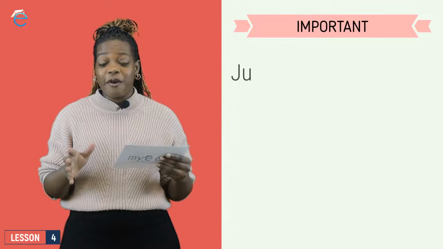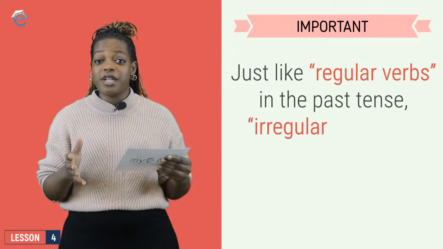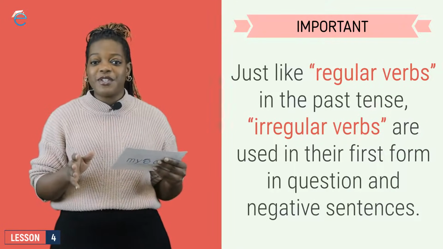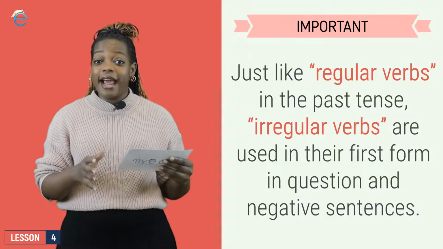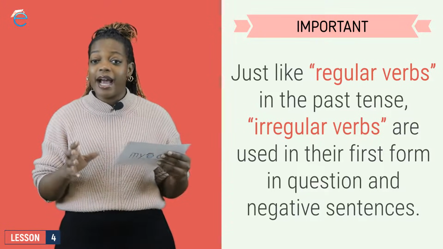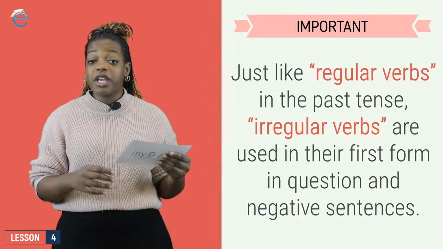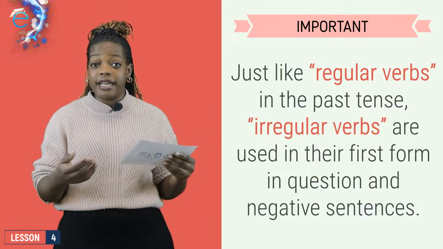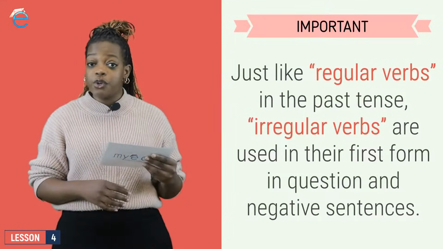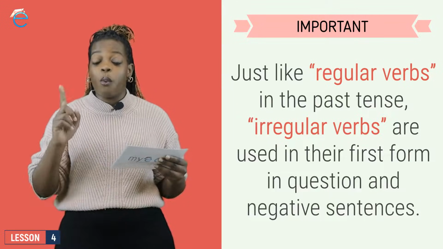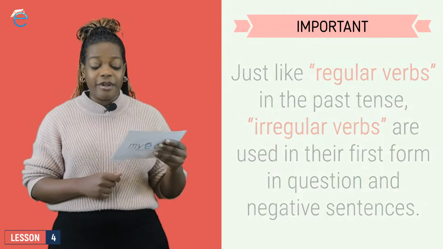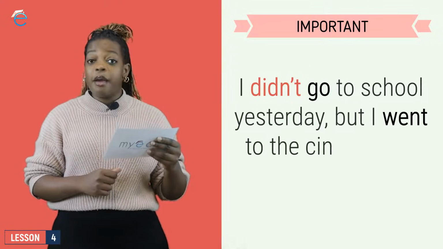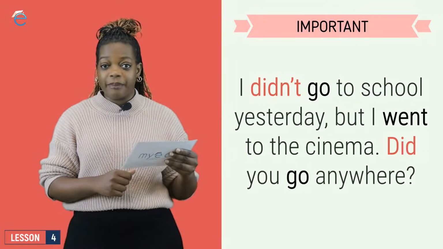Just like I mentioned before, you will have a whole lesson where you can see regular and irregular verbs in detail. But today we've started with regular verbs. Now, looking at irregular verbs, I can give you this information. Just like with regular verbs, when we are asking a question using did, irregular verbs also use their verb 1 form. For example, I didn't go to school yesterday, but I went to the cinema.